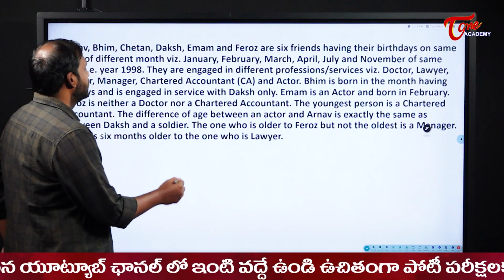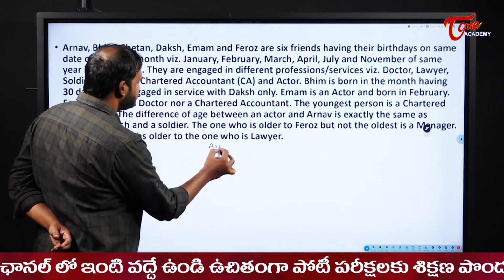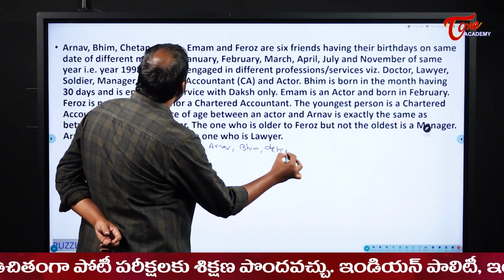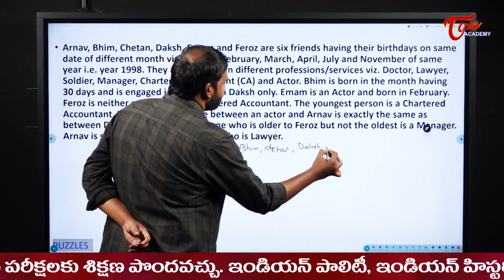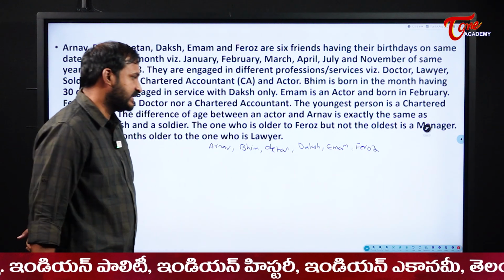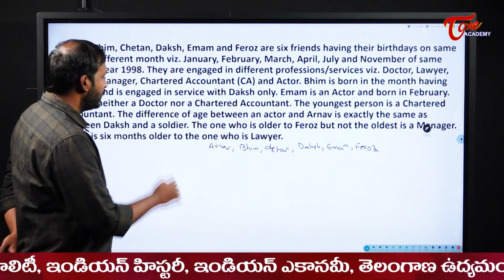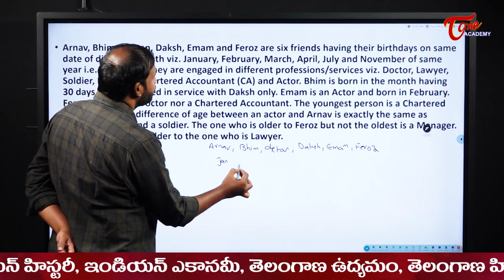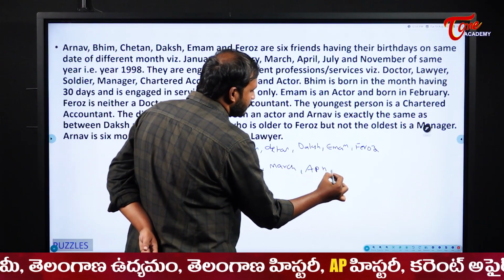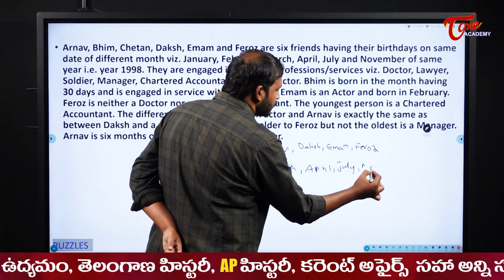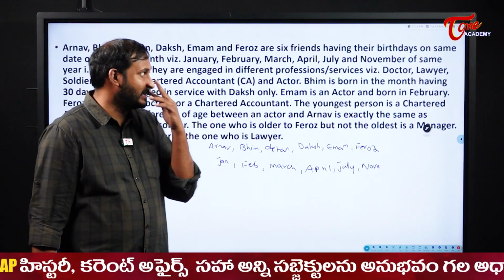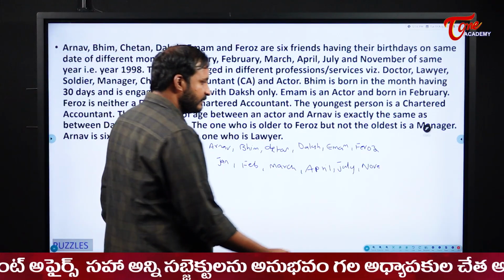Now see here, what are the names for us? Arnav, Beam, Chetan, Daksh, Imam, Feroz. These are the 6 people I have, and they have dates of birth in the months of January, February, March, April, July and November. Up to April it continued, and July and November are the additional ones of the same year, 1998.